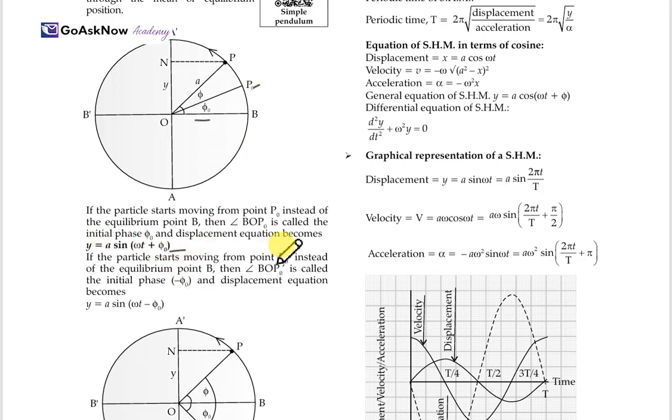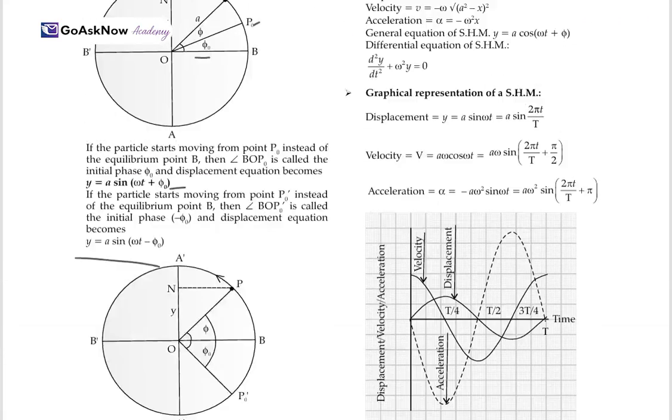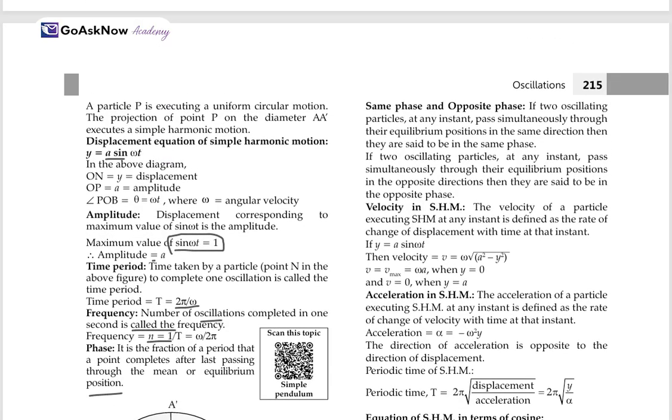If the particle moves from P0 dash instead of the equilibrium point, then it will be angle BOP dash. At that time, the initial phase will be minus φ0. Then the displacement equation will be different, like this. So it depends on where the moving particle is actually starting from, and the equation depends on that.